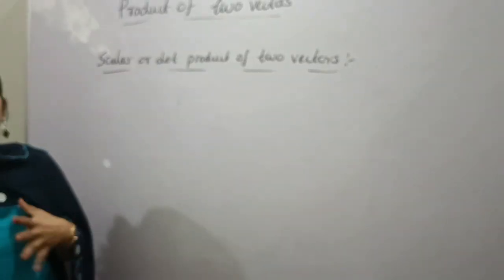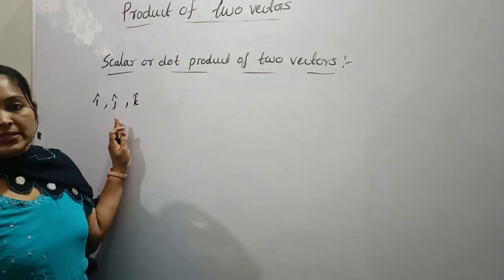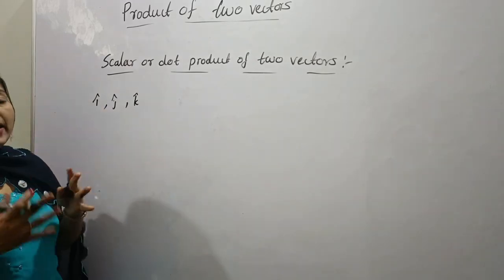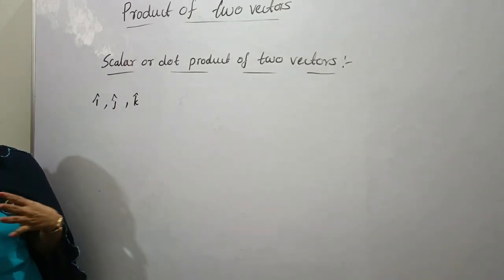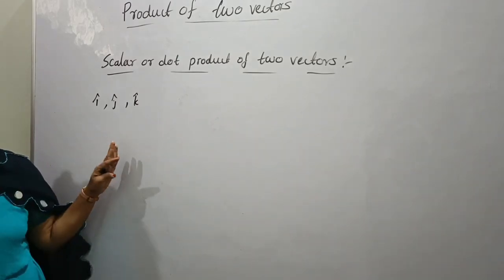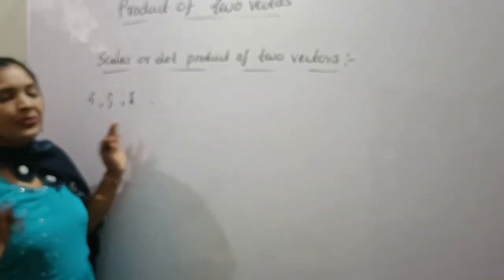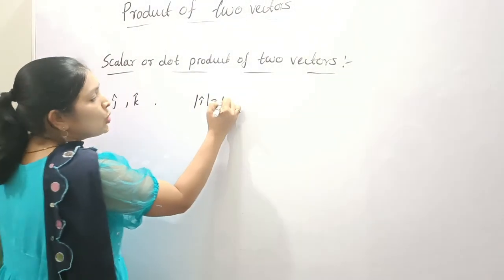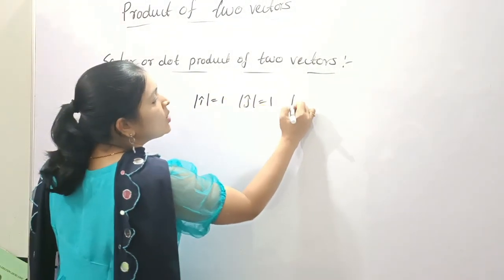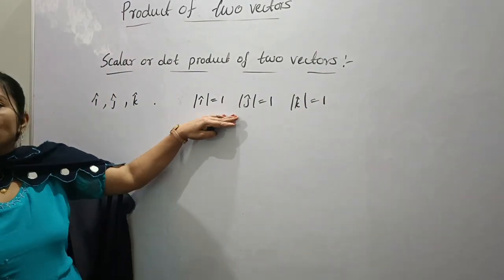Now, let's take our unit vectors, vector i, vector j, vector k. Vector i, vector j and vector k are mutually perpendicular unit vectors. We know these are component vectors, and these are unit vectors and they are mutually perpendicular, right? Therefore, modulus of vector i is equal to 1, modulus of vector j is equal to 1, modulus of vector k is equal to 1. Their magnitudes are 1, right? Because they are unit vectors.